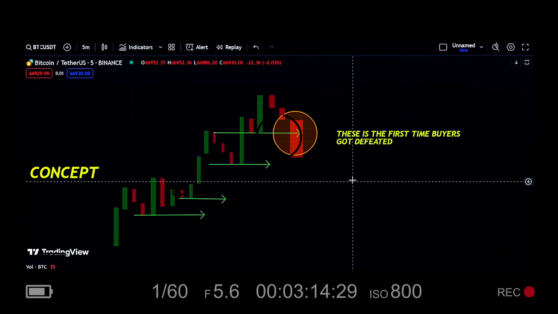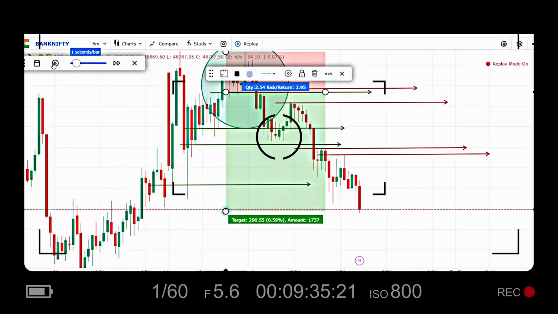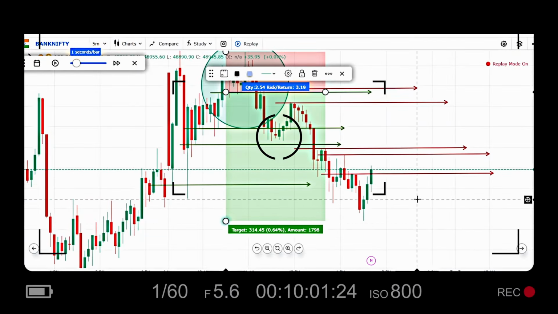Point, this is the first time when buyers got defeated, 1:3 almost. There is a hidden secret at the end. Now, talking about the final and the foremost thing, that is our ideal setup, or I could call it a hidden secret.